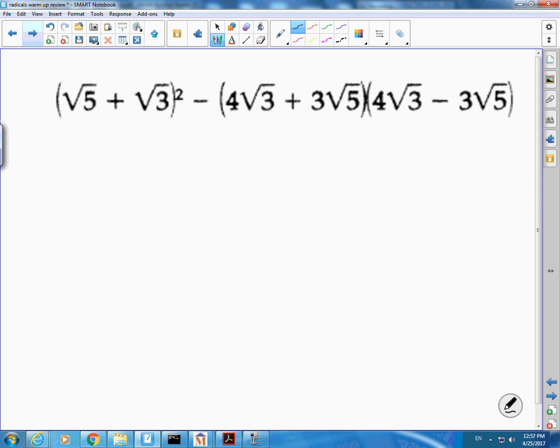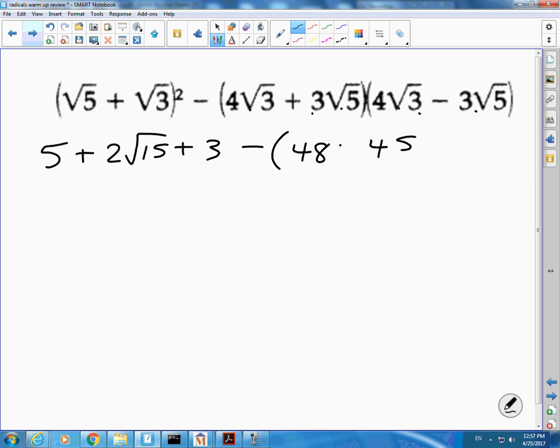And the last one, all right, remember how we square something? When it's a binomial, we square the first, we times the two together and we double it, and then we square the last. Here, these two are conjugates, so I don't have to worry about middle terms. I'm going to get 4 root 3 times 4 root 3, which is 16 times 3, which is 48. And 3 root 5 times 3 root 5, which is 9 times 5, which is 45. And they are difference of squares, so they're subtracted.